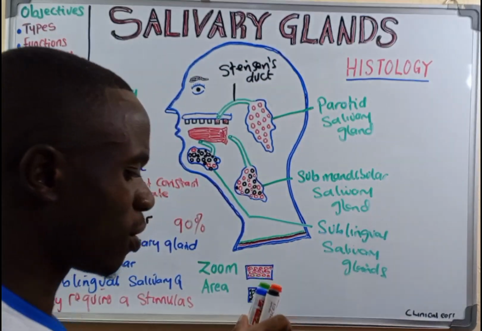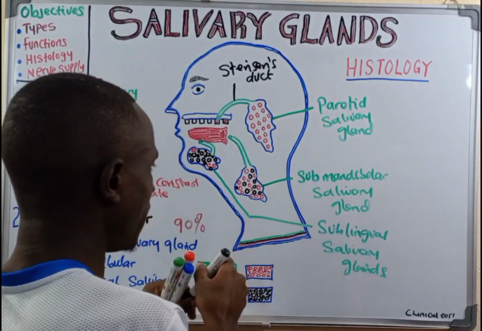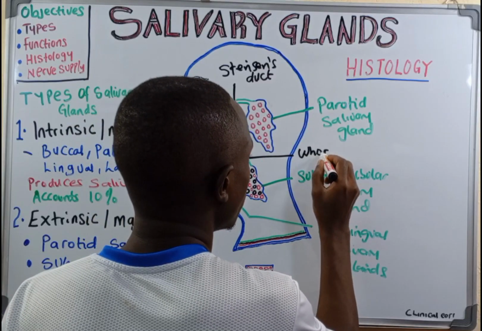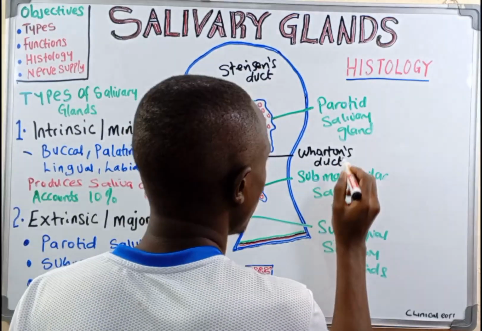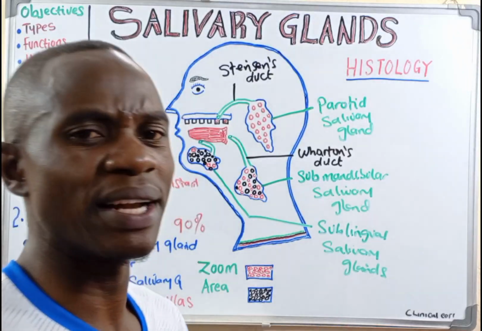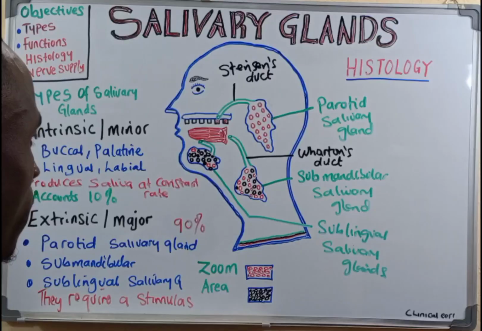You know how this duct is called? This duct here that is pulling saliva from the submandibular salivary glands is what we call the Wharton's duct. Okay, but you can even simply call it the submandibular duct. It is such another beautiful thing.